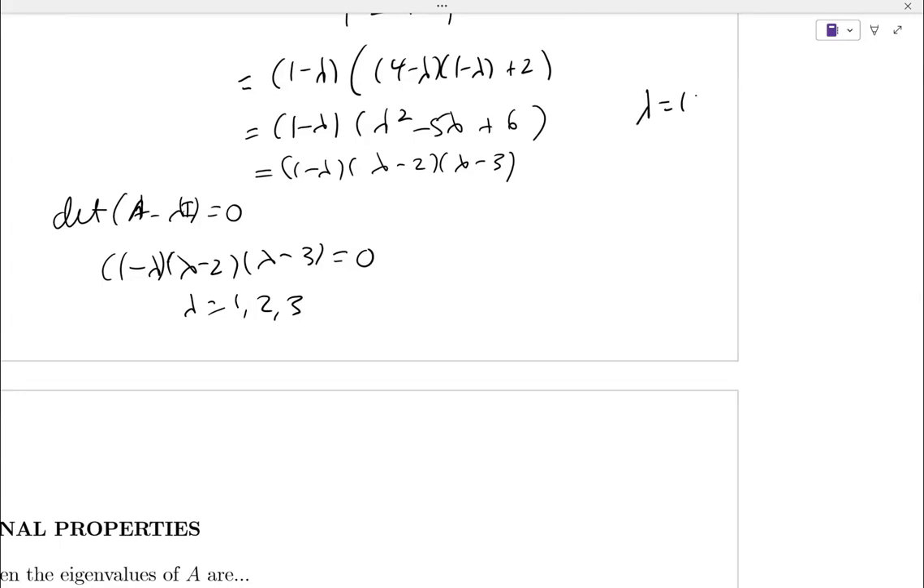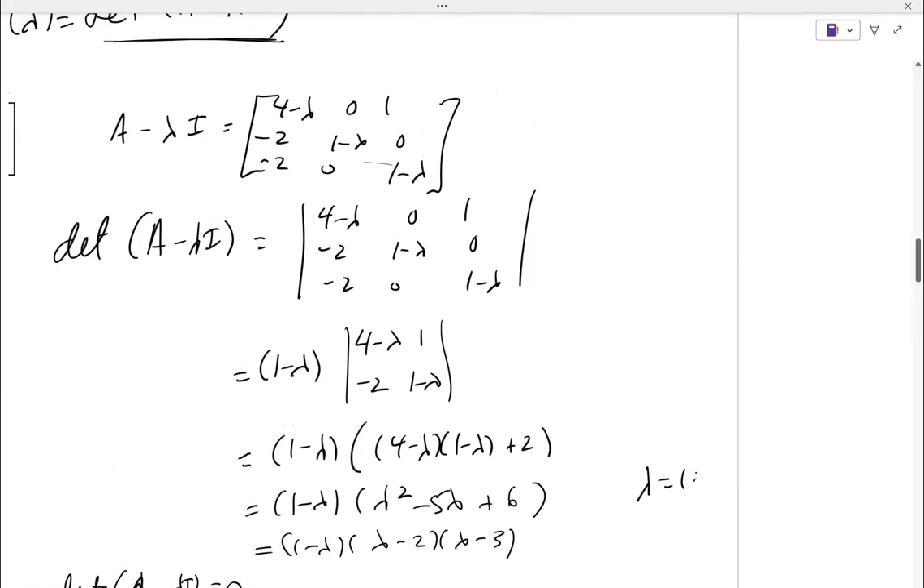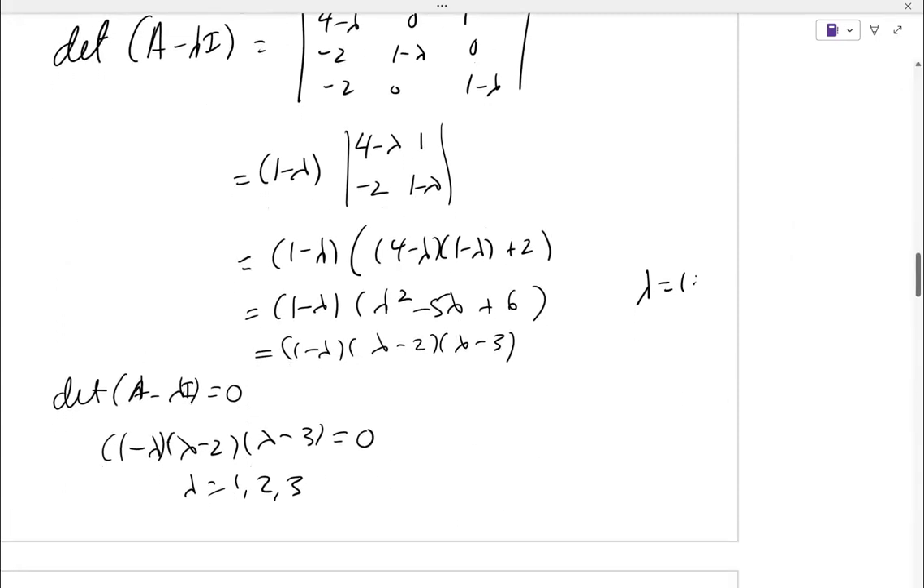So remember, when we do that, we plug in lambda equal to each of the values into our A minus lambda I matrix, and then find the null space of that matrix, right? Because we're trying to find the solutions to that matrix, that A minus lambda I times x equals 0. So again, the matrix was this one here that's at the top of the screen. If I plug in 1, you get 3, 0, 1, negative 2, 0, 0, negative 2, 0, 0. Right? When we plug in 1. We agree with that? Okay.